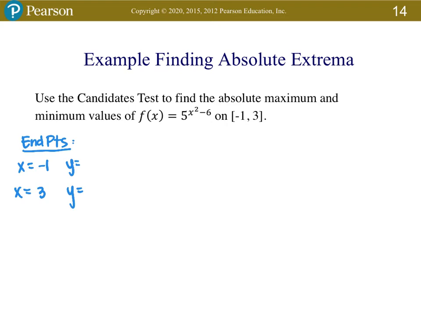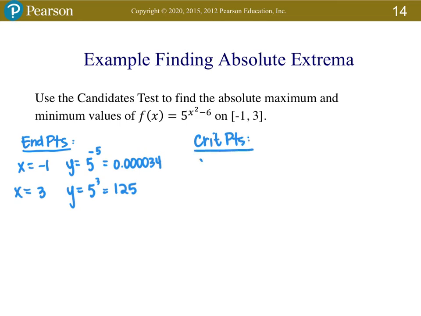So I'll plug in -1. That will give me 5 to the -5. If I plug in 3, I will get 5 to the third. Now 5 to the -5 is a very small number, so it's going to be really low, 0.000034. 5 to the third is a bigger number, 125. So now we've got a pretty low number and a high number. Now we want to check the critical points.